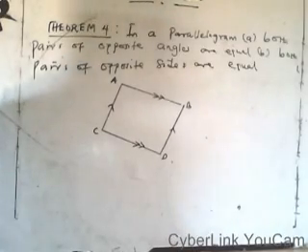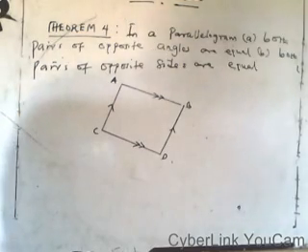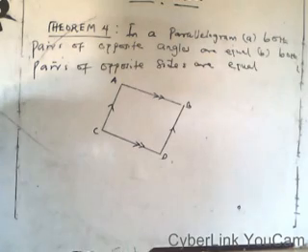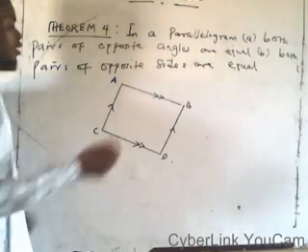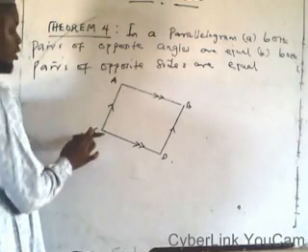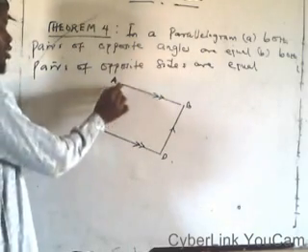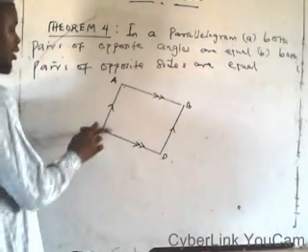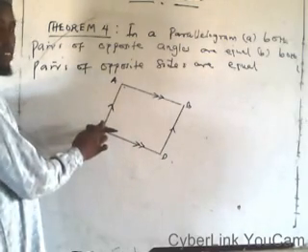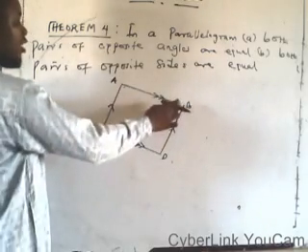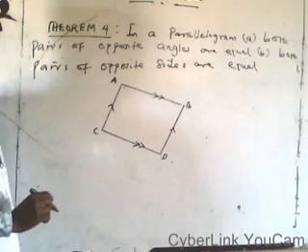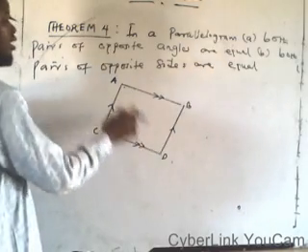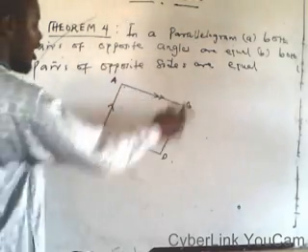Now, for Theorem 4, we want to prove that in a parallelogram, both pairs of opposite angles are equal, and both pairs of opposite sides are also equal. In other words, we want to prove that this angle CAB is equal to CDB, and that this angle ACB is equal to ABD. That's the first part. The second part is that we want to prove that side AB is equal to side CD, and side AC is equal to side BD.